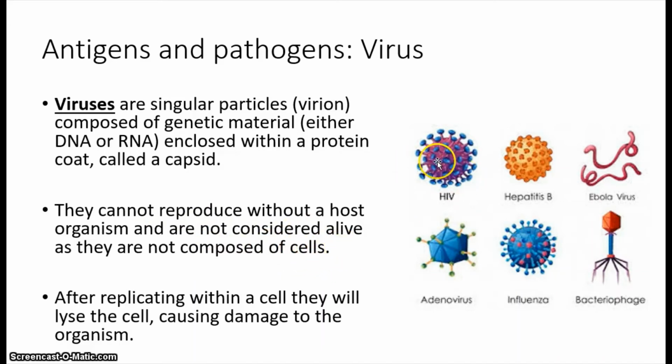So these little viruses, usually how they cause disease is they go inside a cell, they take over its transcription and translation, and they basically, as a little parasite, use that cell to replicate and form more and more viral particles of themselves. And after replicating within a cell, they usually replicate to the point where the cell begins to burst or lyse, causing damage to the organism.